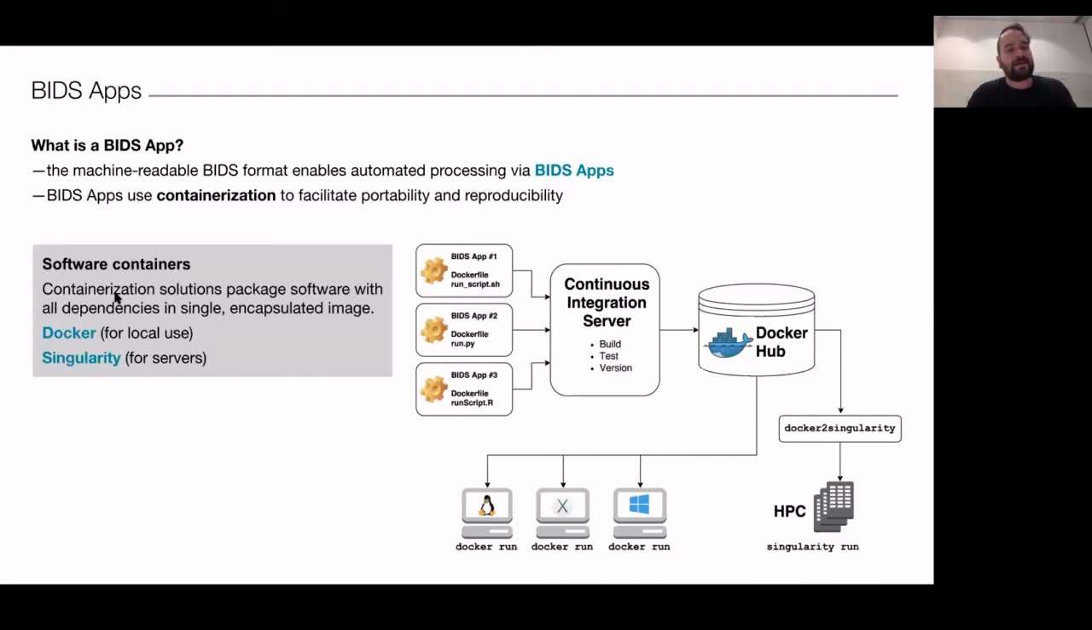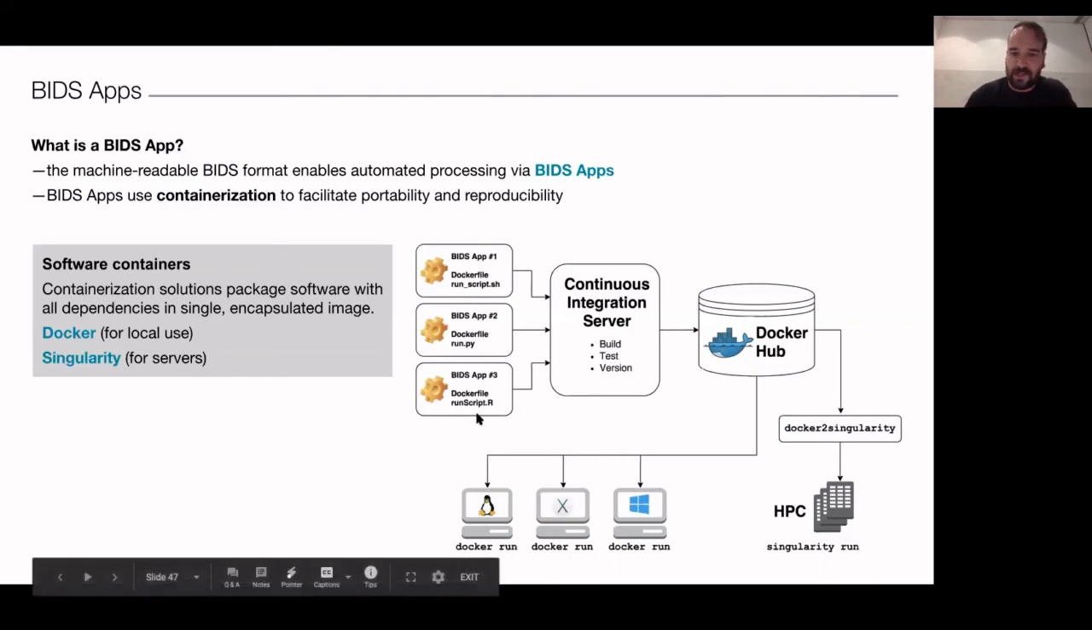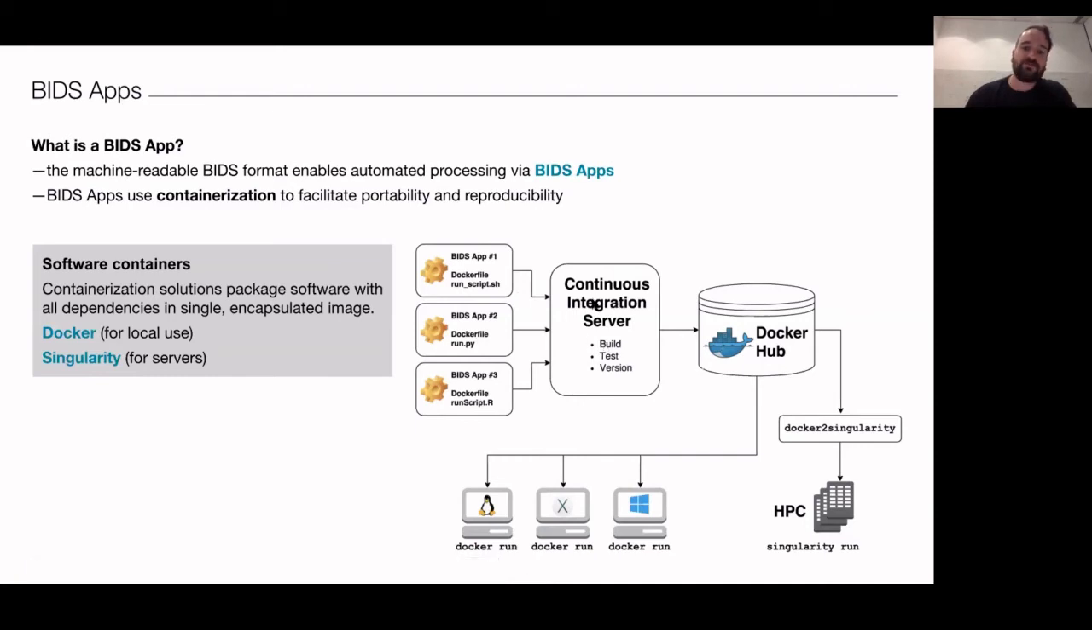The main containerization technologies that we use are Docker and Singularity. You can think of what goes into creating a Docker image or a Singularity image as basically a little recipe that specifies the computing environment: what needs to be installed, where it is, what version, where it gets installed from, and things like that. It builds it up. And that's what's represented here with these little BIDS apps, where you have continuous integration for testing and validation.